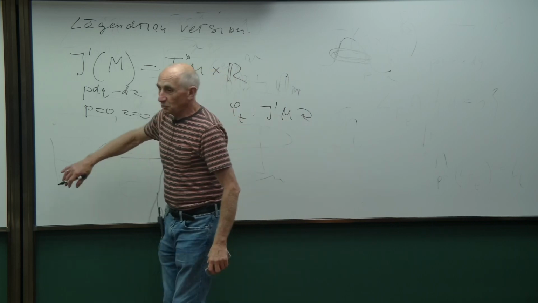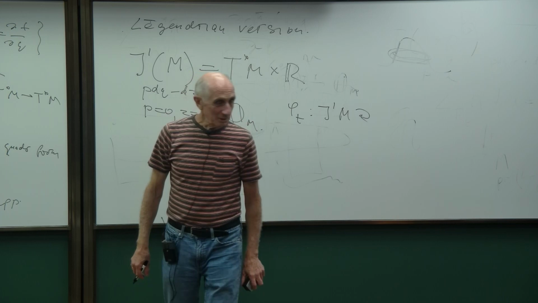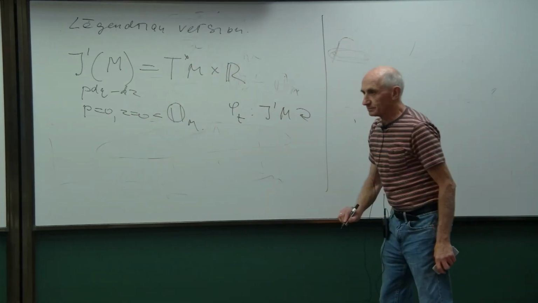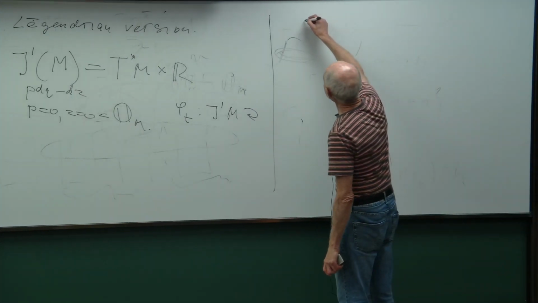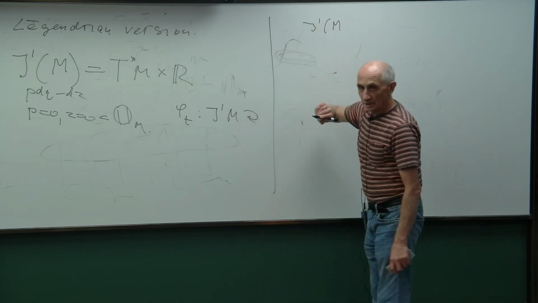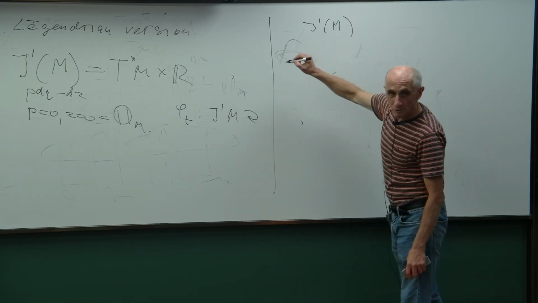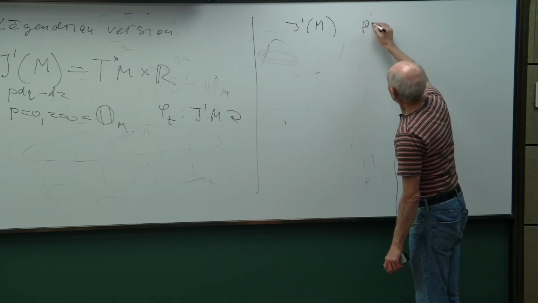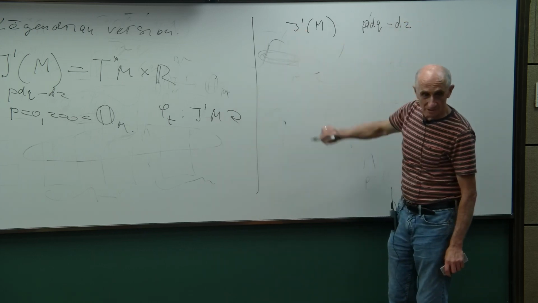So I will deduce this from the symplectic version. So what's the proof? Let's look at this one-jet space of M. As I said, this is a contact manifold with a contact form p dq minus dz, where this extra z is this coordinate.